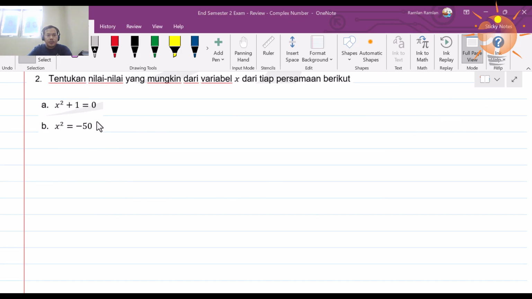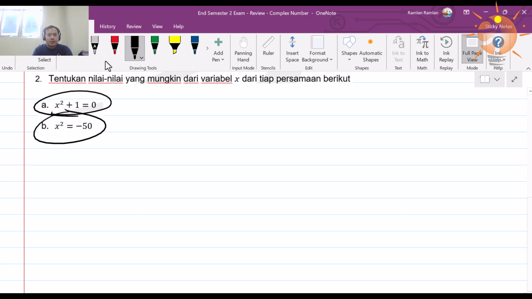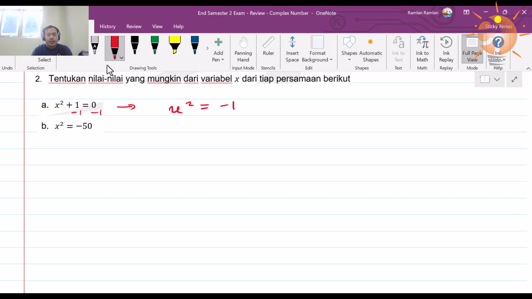Okay, so for question number 2, determine the possible values of x from these equations. If you see a quadratic like this, guys, it's pretty easy for questions A and B. You can just isolate the x by itself by, for example, subtracting 1 from both sides. So you will get x squared equals -1, meaning that x equals plus minus the square root of -1. We already know that the square root of -1 is just i, so the first answer will be plus minus i.